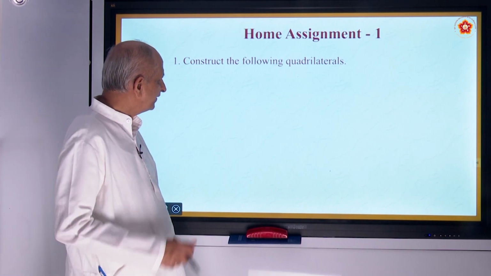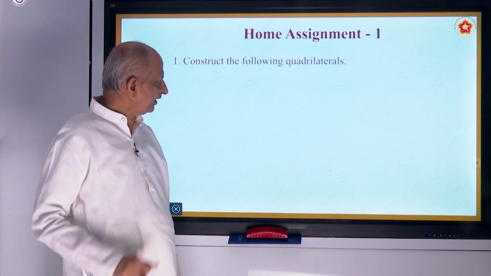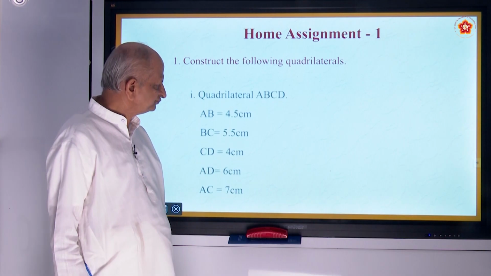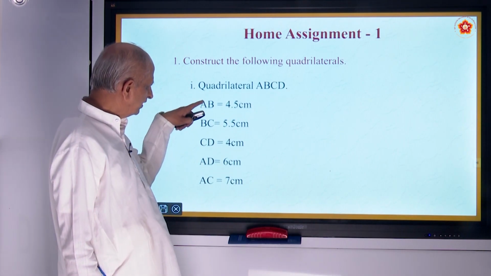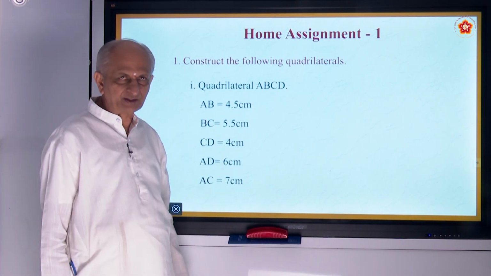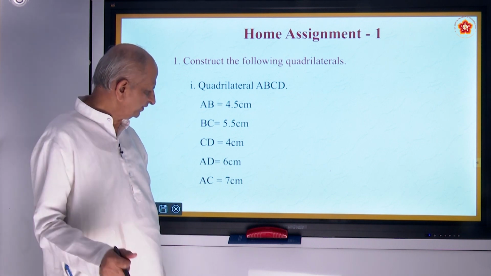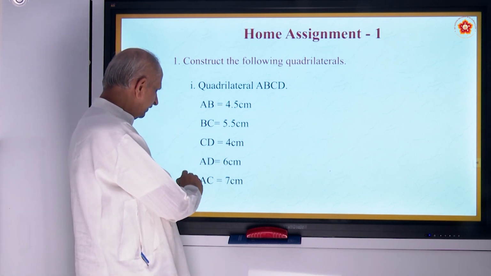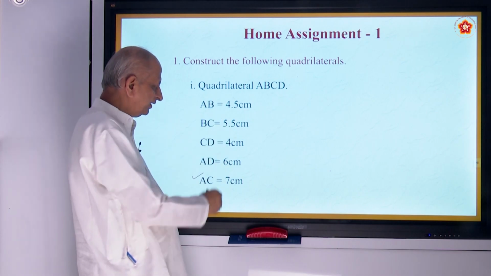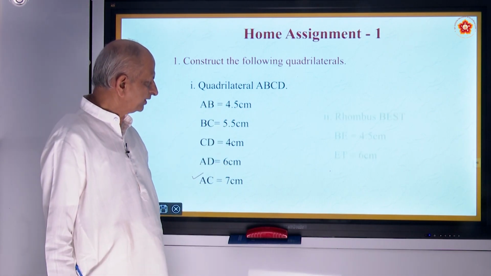We'll pass on to the home assignment. Construct the following quadrilaterals. Here 5 elements, or 5 parts, are given. In this, which is the diagonal? AC is the diagonal. 4 sides and 1 diagonal are given. We have to construct it.